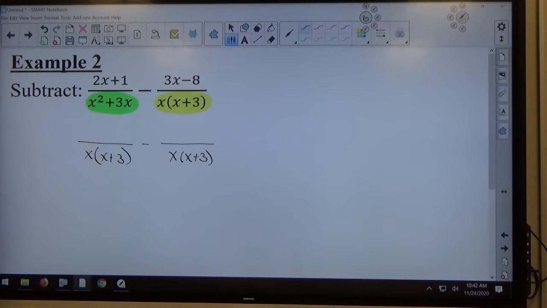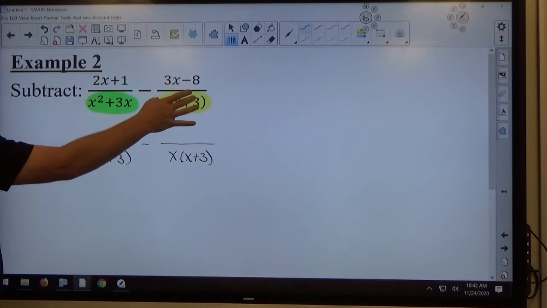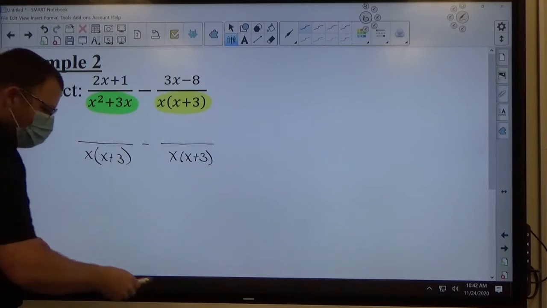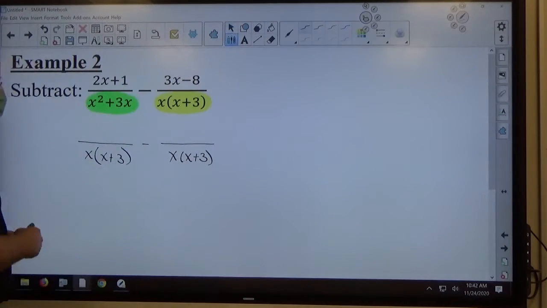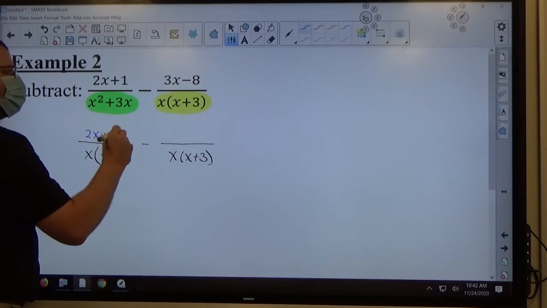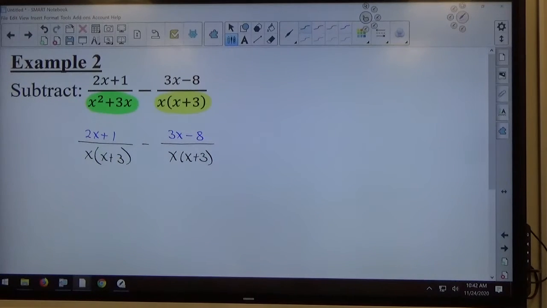Okay? And once you see that they're exactly the same factored form, this is x times x plus 3, that's x times x plus 3. This already was factored, so leave it factored. Then you have a problem that can be worked out since they have a common denominator. Again, this is 2x plus 1 on top. This is 3x minus 8 on top. The tops are better suited to be in simplified form. So keep the top simplified, keep the bottoms factored when you're comparing these fractions.